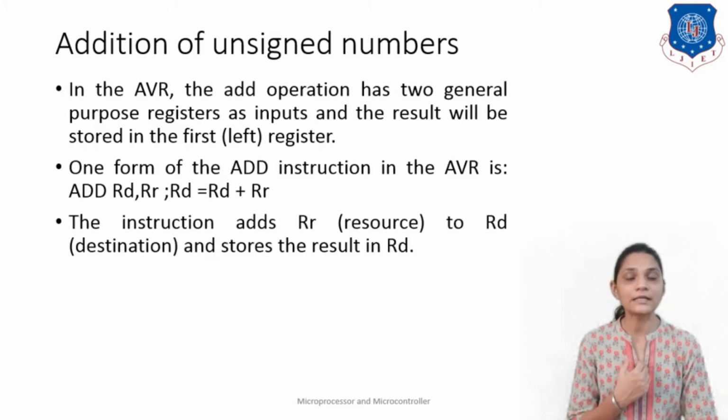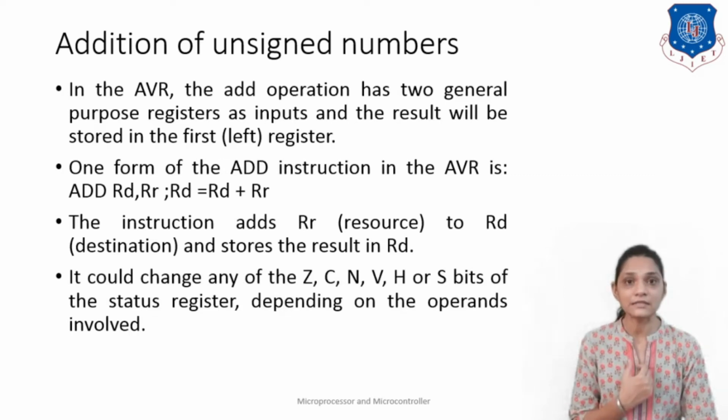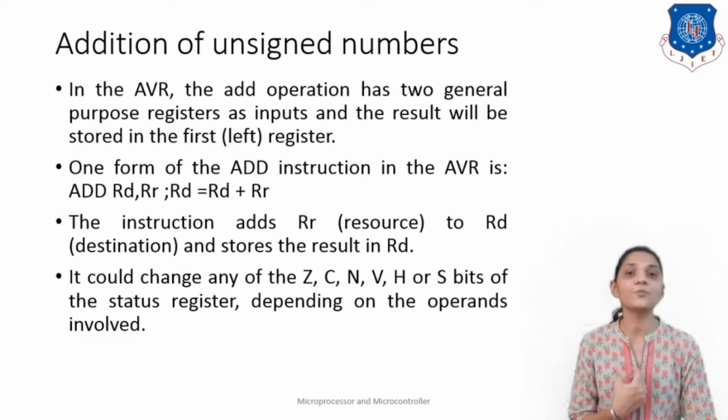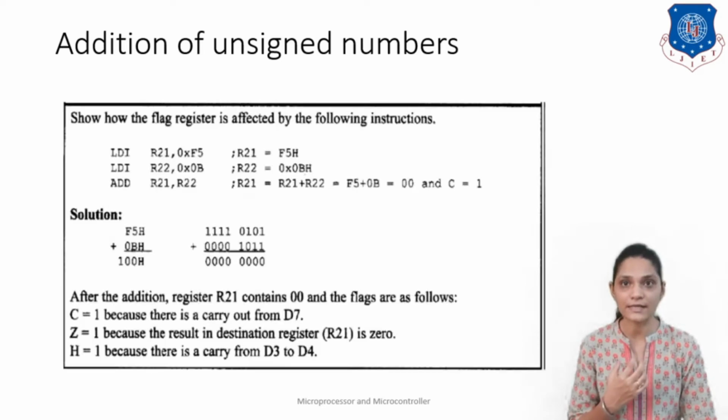Here RR is the source register and RD is the destination register, and we will store the result in the destination register. After the addition operation, there can be a change in any of the flags like the zero flag, carry flag, half carry flag, overflow flag, negative flag or S flag, depending upon your operands and what result is generated after the addition. Let us see one example for this addition operation.